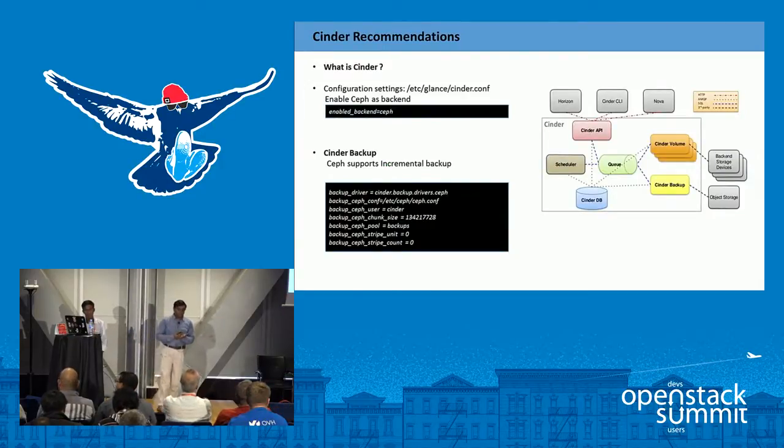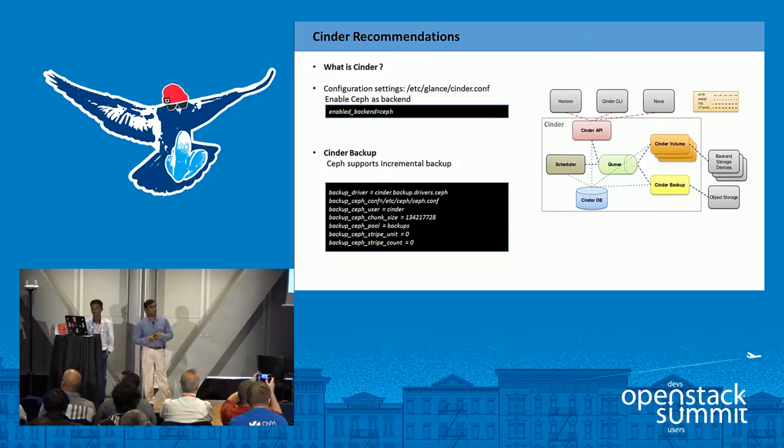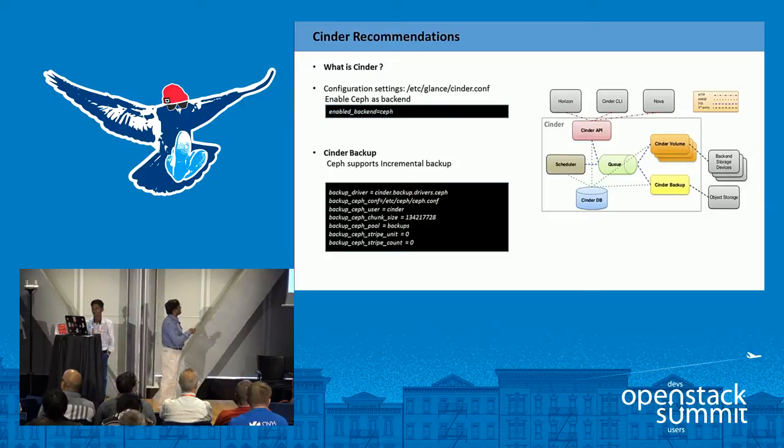Okay, so now I'll talk about the Cinder recommendations. What is Cinder? Obviously we discussed it. Cinder is the block storage service from OpenStack, and it supports persistent block storage. Here I don't have many recommendations except one. The default one: if you want to enable Ceph as a backend, just say enable Ceph backend. And for Cinder backups, I always recommend using Ceph if you are using Ceph as your main storage. You should have the backup on Ceph also, because Ceph internally supports incremental backups.